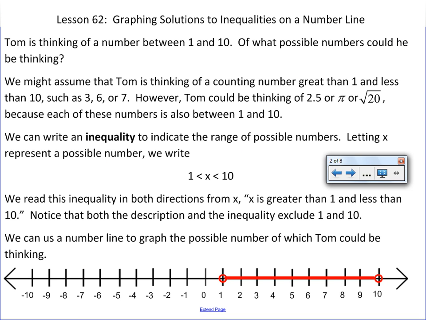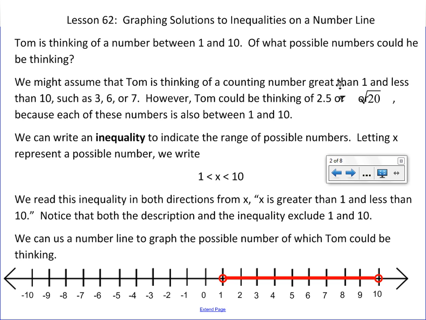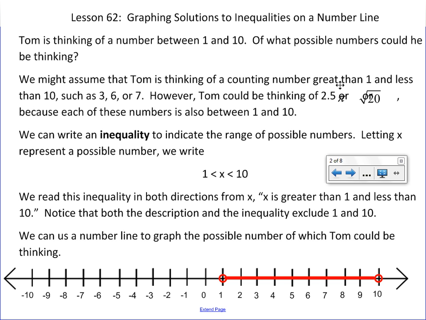What we're talking about today is lesson 62, graphing solutions to inequalities on a number line. Tom was thinking of a number between 1 and 10. Of what possible numbers could he be thinking? We might assume that Tom is thinking of a counting number greater than 1 and less than 10, such as 3, 6, or 7. However, Tom could be thinking of 2.5 or pi or radical 20. Any of those things also fall between 1 and 10.